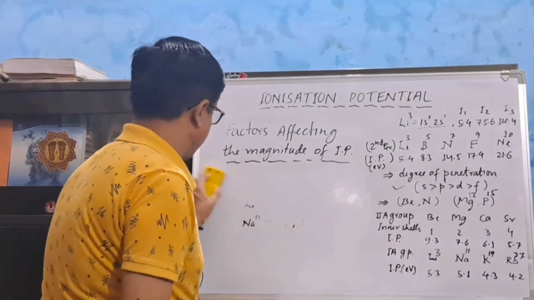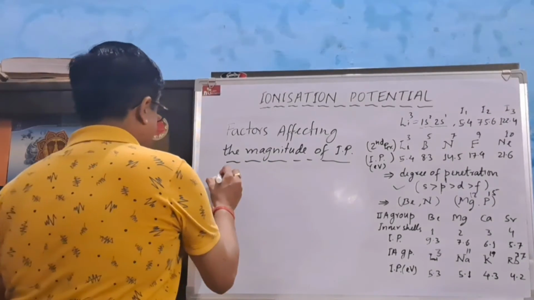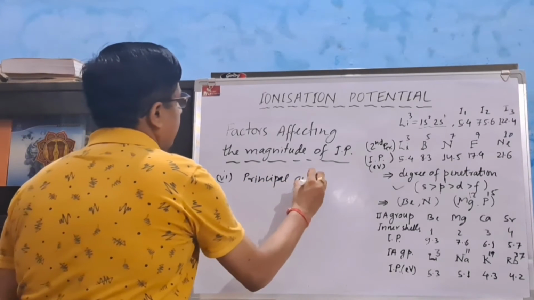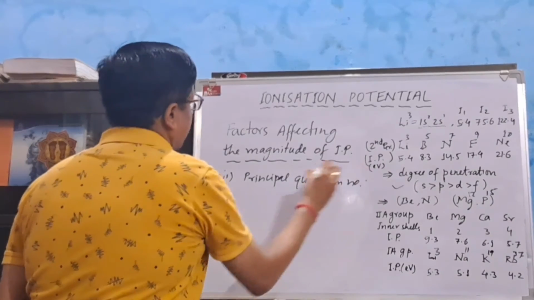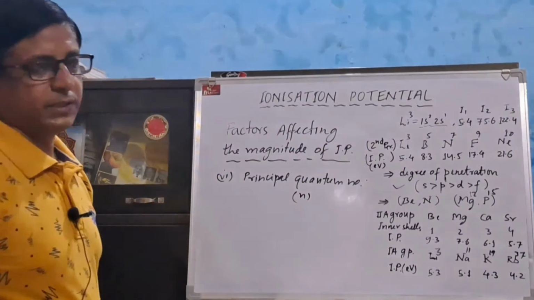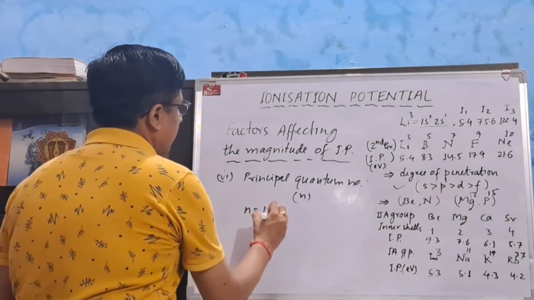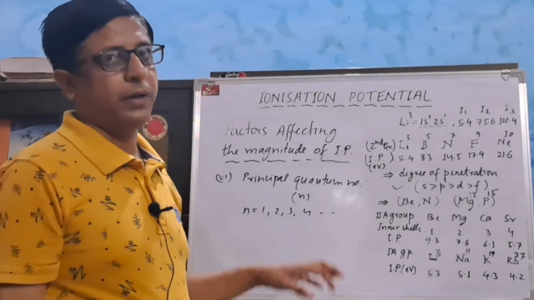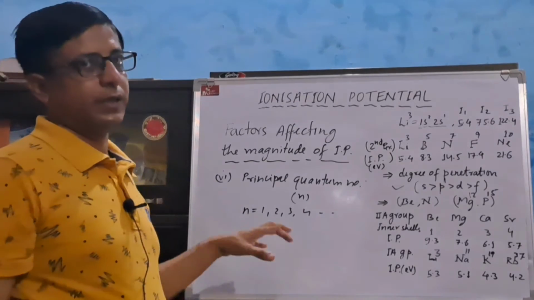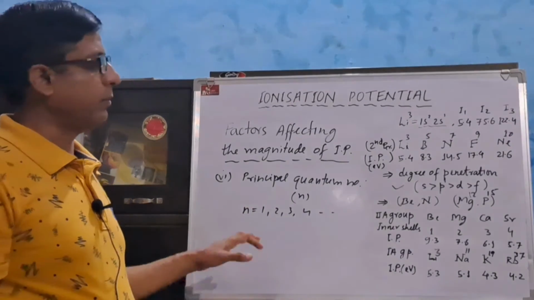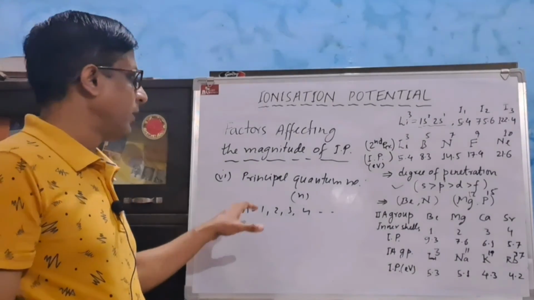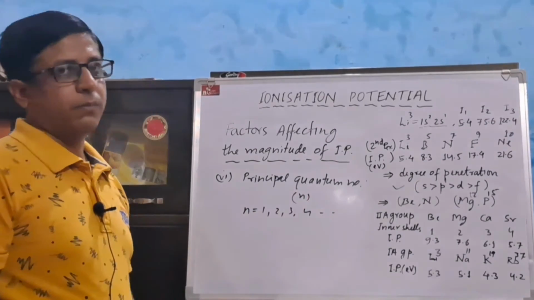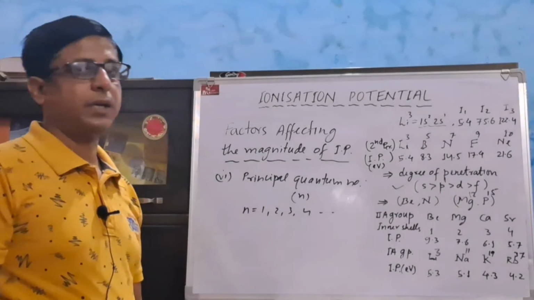The sixth factor is principal quantum number, n. With the increase of principal quantum number, n equal to 1, 2, 3, 4, the distance between the nucleus and valency shell electron increases. Therefore, the attractive force decreases. Thus, it becomes easier to remove the valency shell electron. Therefore, the ionization potential decreases. Thus, we can see that with the increase of principal quantum number, the ionization potential decreases.